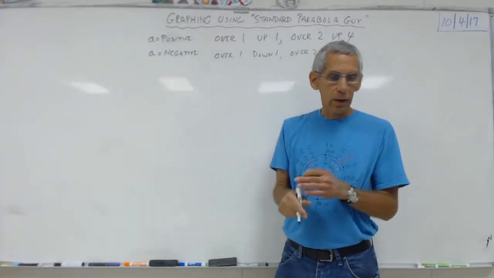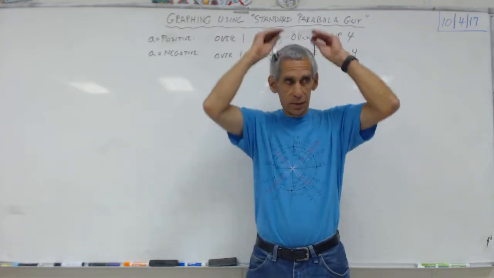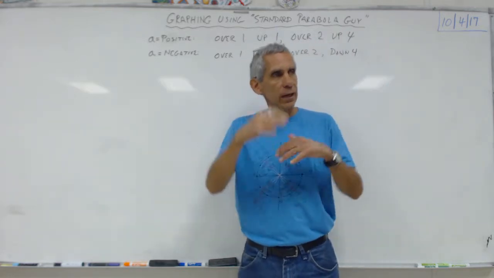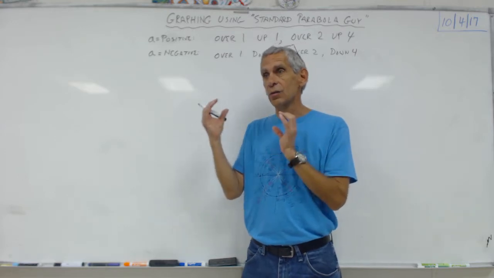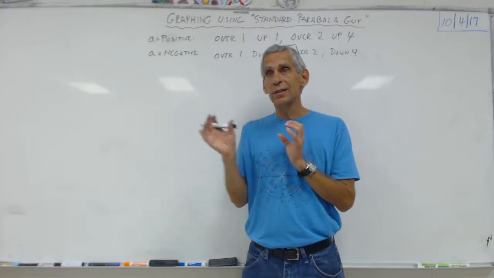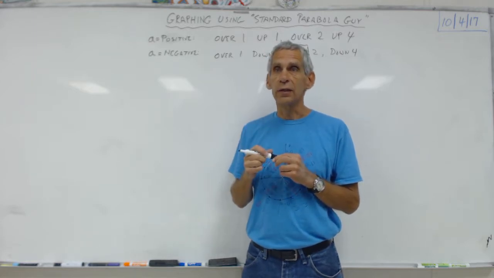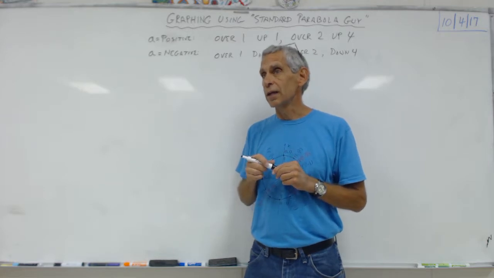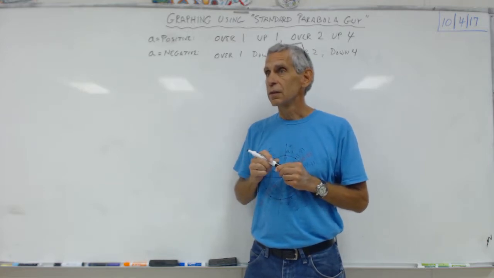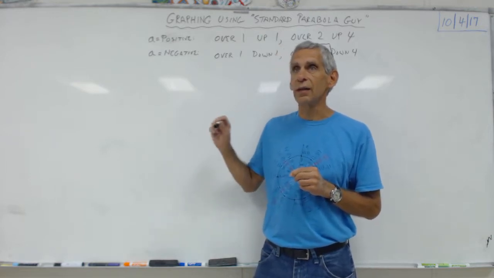All right, here we go. Graphing using standard parabola guide. Basically, yesterday we talked about the anatomy of a quadratic equation, and we talked about how to graph simple equations using a T-chart. Now I'm going to show you the quick and easy way to graph these things. You can usually graph them within 10 seconds, maybe 15 seconds. They're almost as easy as slope-intercept form once you understand this method.